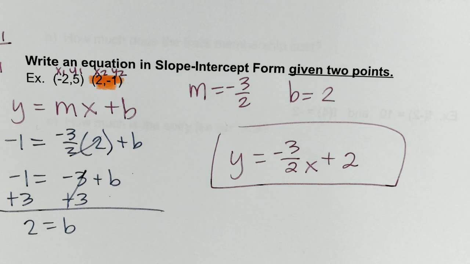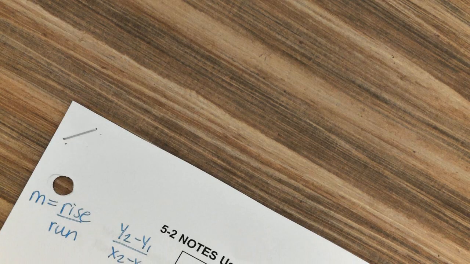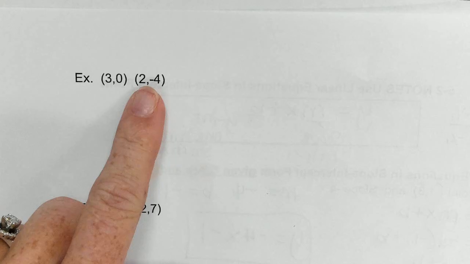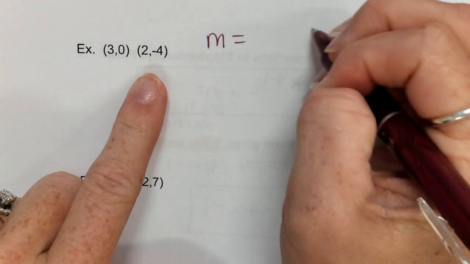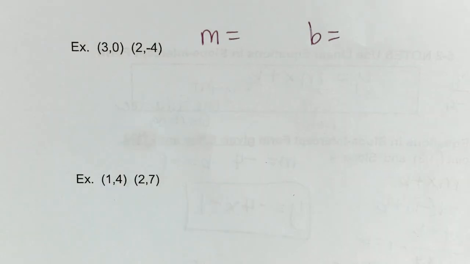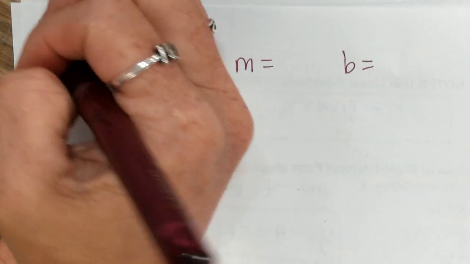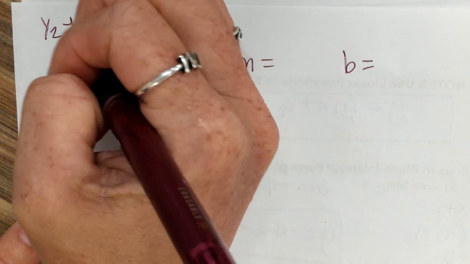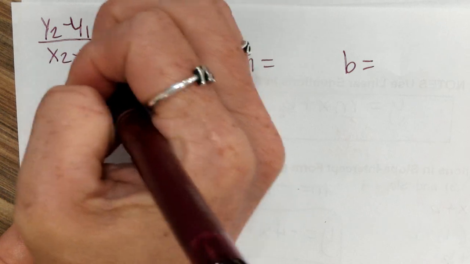All right, we'll do one more of these. Okay, let's do this one. I want y'all to find the m on your own. Go. Find the m on your own. How are you going to find the m? y2 minus y1 over x2 minus x1.